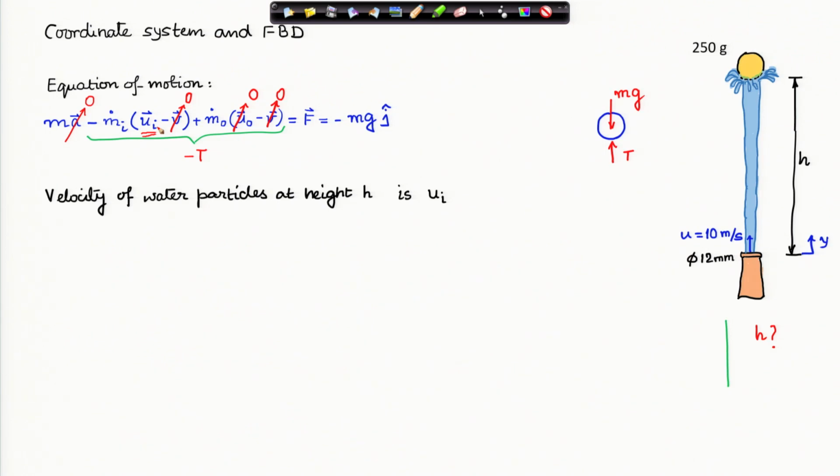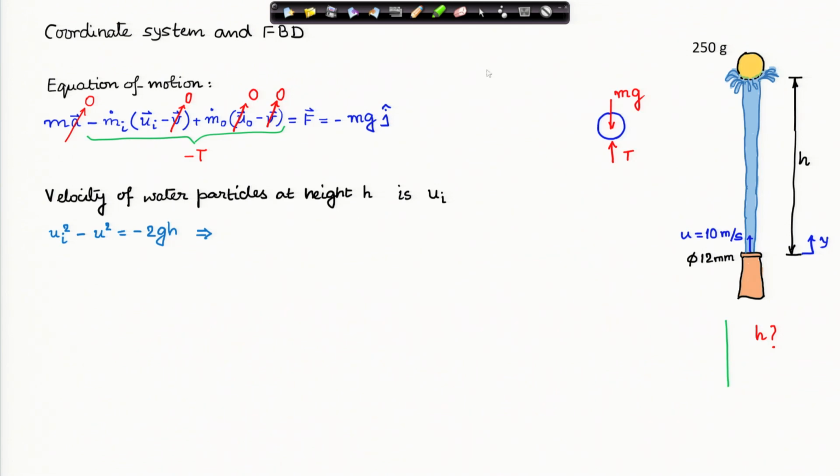What is this velocity? This is the absolute velocity with which the water particles are hitting the ball, or coming into the control volume of the ball, our system. Therefore, I should first calculate the velocity of water particles at any height h. And how do I do that? I consider that the water is moving freely in a uniform gravitational field.